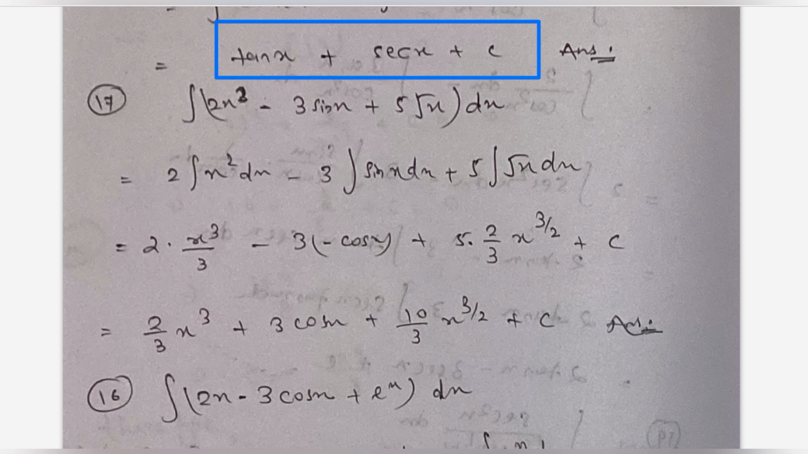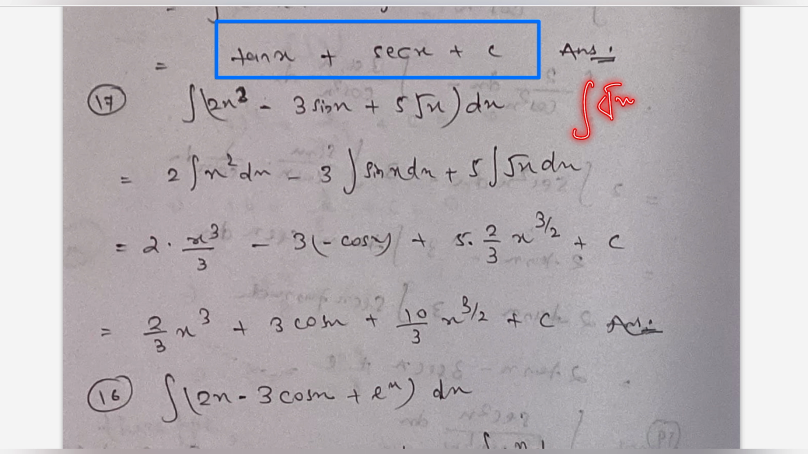Now we write 2 same to same, and after that the integration of x square is x cube by 3, right? Then 3 is 3. The integration of sin x is minus cos x, so I have written in a bracket minus cos x. Now plus 5 into the integration of root x.